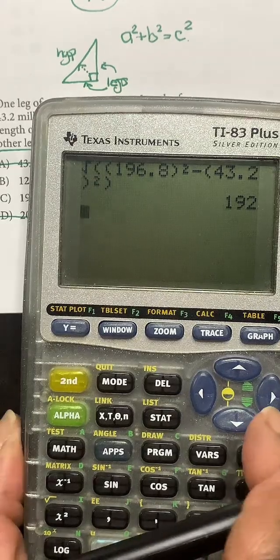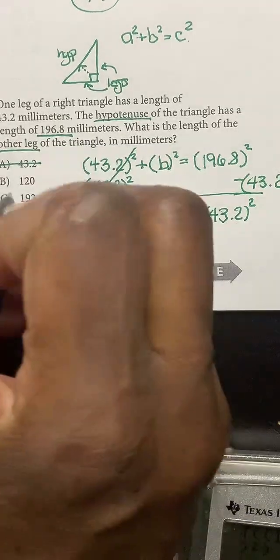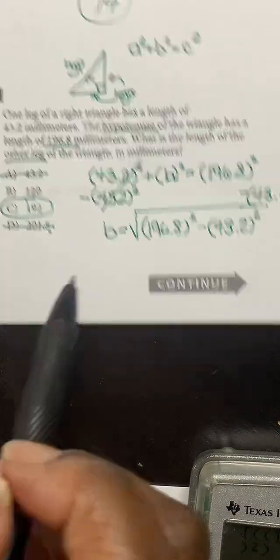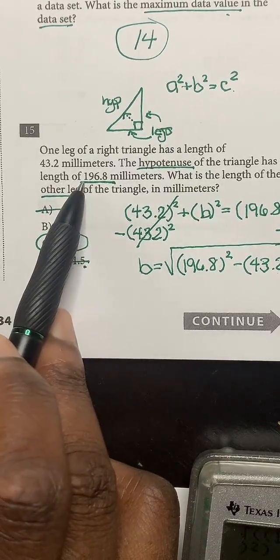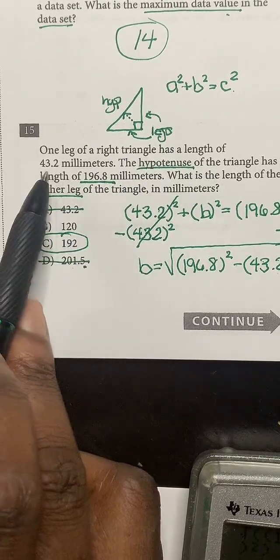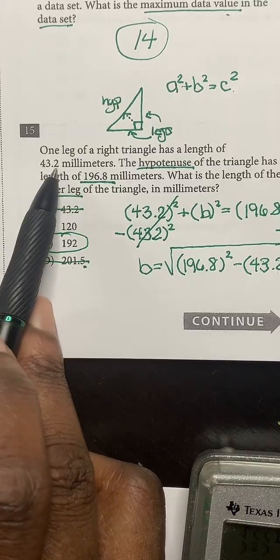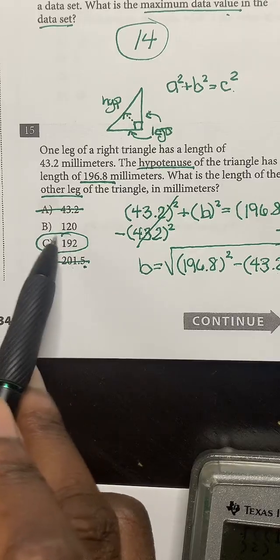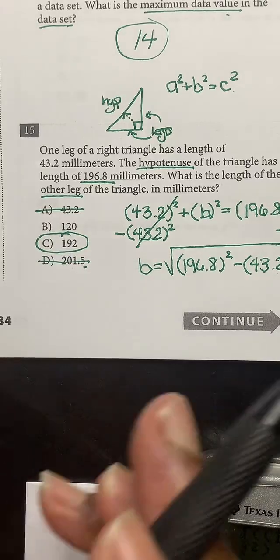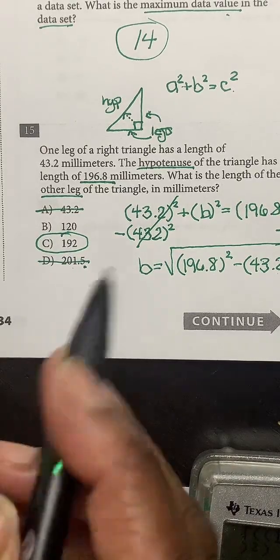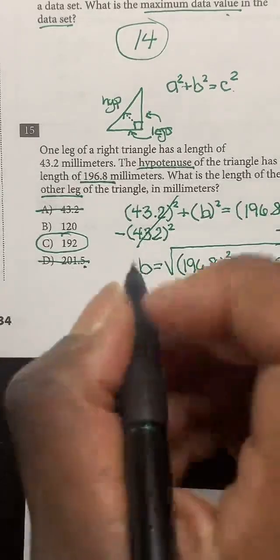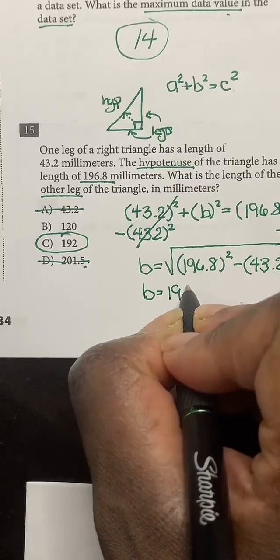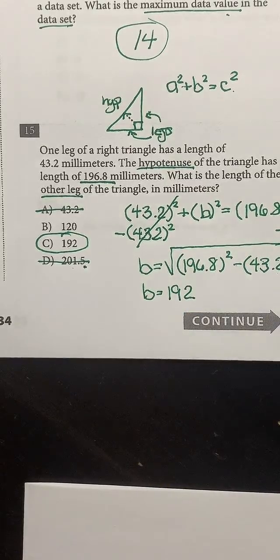Okay, whatever makes you feel well, but at least doing the process of elimination. Here's another hint. If my hypotenuse is like 196 and the other one is like 43, it's not going to be in the 120s. It's going to be definitely more than 120, but I just wanted to show you to work it out so you can actually see what it would be for our other leg. All right.